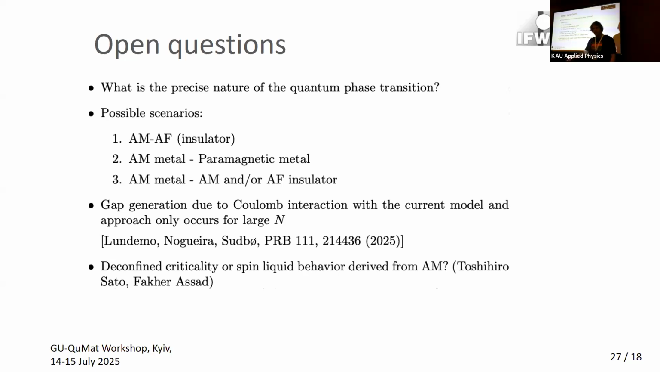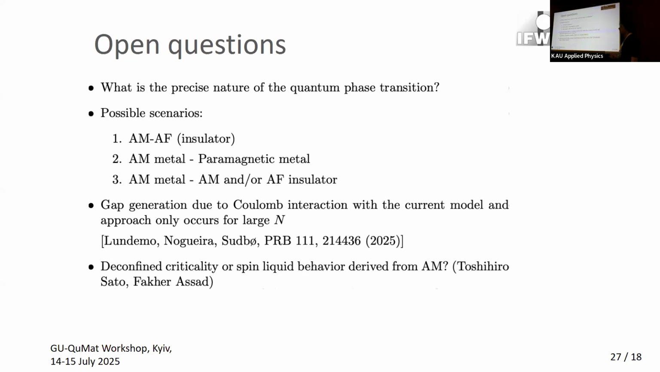Before I end my talk, there are open questions here. This talk shows there is a lot still open. What's the precise nature of the quantum phase transition? There are several possible scenarios: altermagnet to antiferromagnetic insulator, or altermagnetic metal to paramagnetic metal, which is another phase transition. Maybe a more in-depth study of the symmetries will rule out some of those.